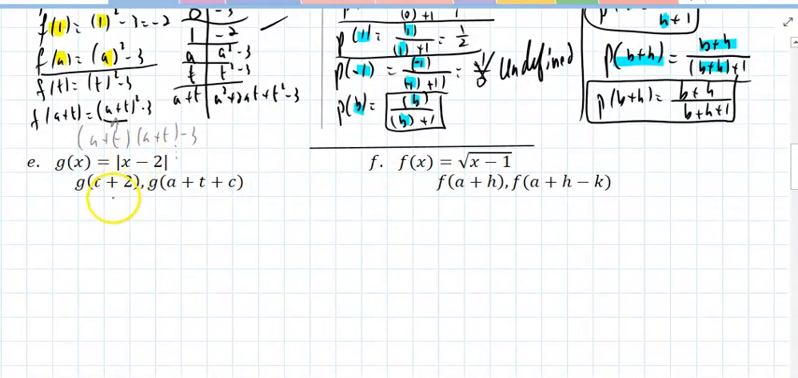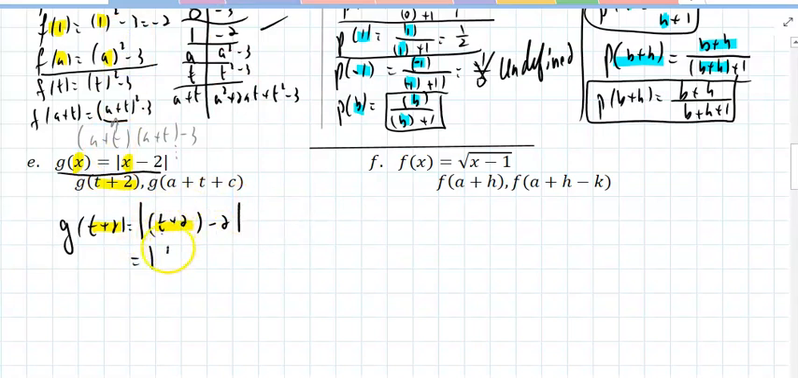Okay, the next problems. Well, g of x, y equals, again, the varying part is right there. That's the only part that's going to change. So when I say, what's g of t plus 2? Well, that is replace x by t plus 2. And what would that be? T plus 2 minus 2 cancels out. And there it is. Done.